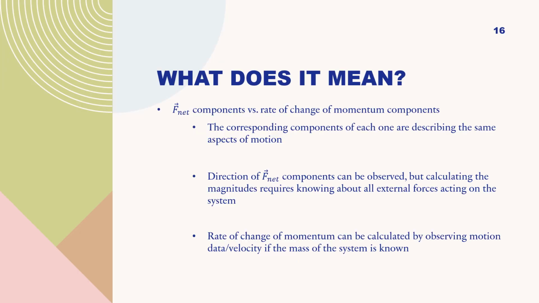The net force is the sum of all external forces acting on the system. The rate of change of momentum comes from the change in velocity of an object with known mass over time. Both can be decomposed into parallel and perpendicular components, with the parallel describing speed and the perpendicular describing direction. For Fnet, the direction of the components can be observed, but to know their magnitude, you'd have to know all of the external forces. But for the rate of change of momentum, you can calculate it as long as you know the mass and velocities throughout time.